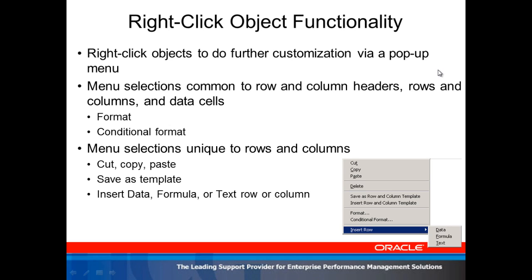Everything can be accessed via a right-click pop-up menu, and in that right-click pop-up menu, there are many things that are common to many of the different members, and you can do things like formatting or conditionally formatting. If the data is a certain value, turn it yellow or red, those kinds of things. And of course, you can cut, copy, and paste things.